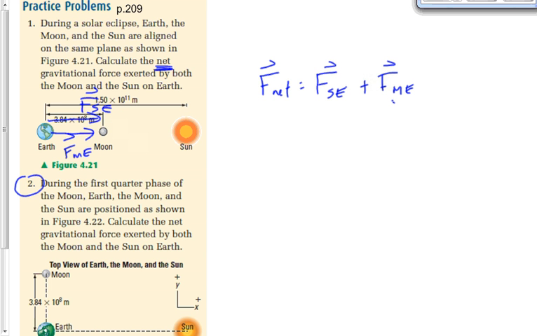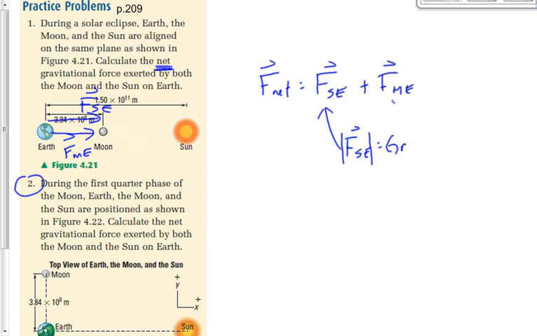Now, we don't know what the value of FSE or FME is, so we've got to find it. But we know how to find it. That's what we did in the last set of questions. This is what we did last unit and what we did last week. F net is equal to the sum of the forces, combined with what we did yesterday, calculating each of these forces. So let's get FSE, the force of the sun on the Earth.